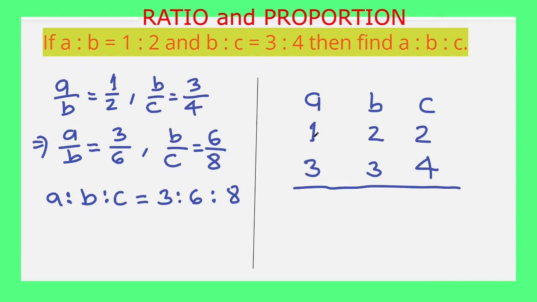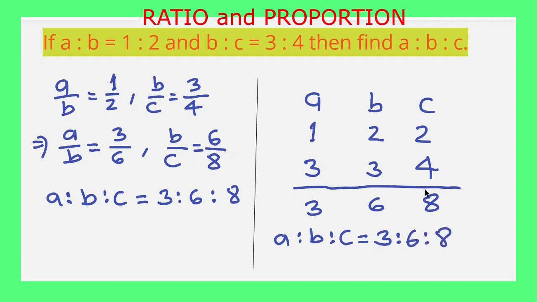Now we have to multiply the digits below A, which are 1 and 3, below B, 2 and 3, and below C, 2 and 4. So 1 multiplied by 3 is 3, 2 multiplied by 3 is 6, and 2 multiplied by 4 is 8. So our ratio A ratio B ratio C is equal to 3 ratio 6 ratio 8.